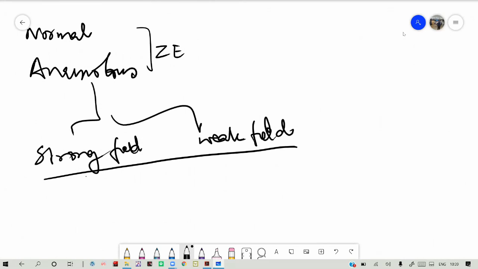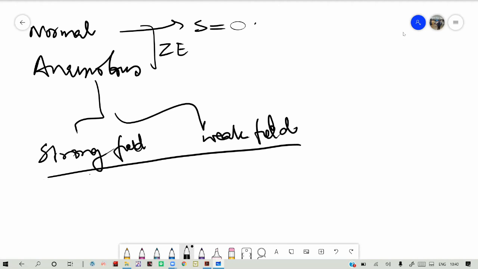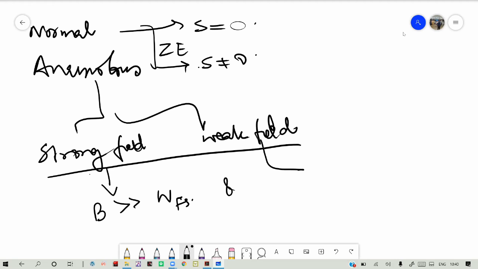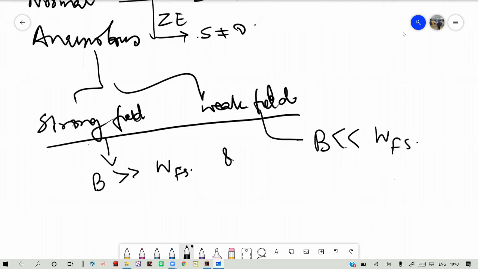Normal means that spin was not included, and in this case spin is not equal to 0. For strong field, we concluded B is much greater than the spin orbit interaction, that was the fine structure interaction, and for weak field B was less than the fine structure component.